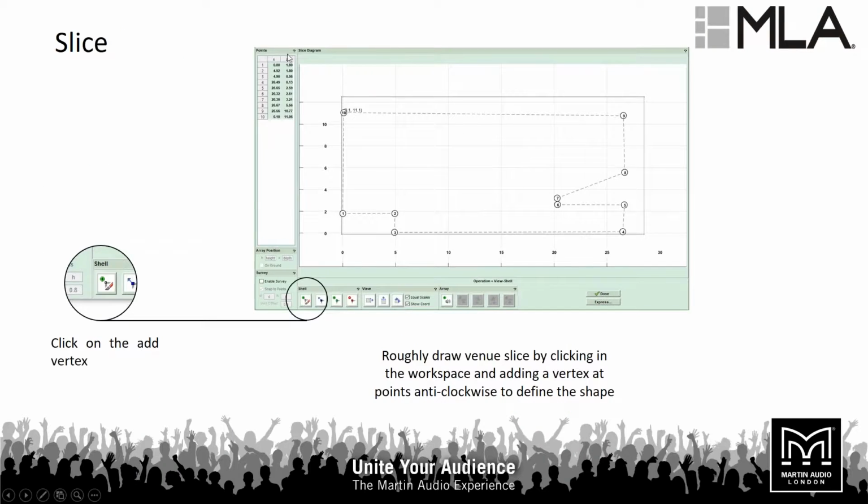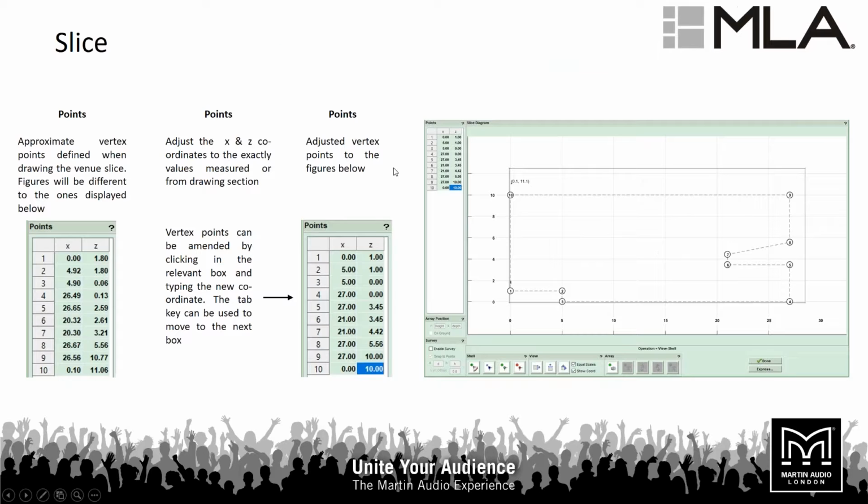So moving on. Firstly, we need to draw our slice. You can see in this example, we've got what looks like a theatre with a stage, and it's got a little balcony at the back. So you can just really quickly go in, always going anti-clockwise, starting from point 1, which is given for you. You just click 1, 2, 3, 4, as you go around the room anti-clockwise and draw a very rough, basic shape of your venue. And then this can be refined as we go through.